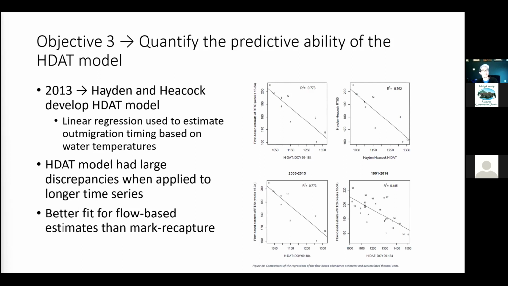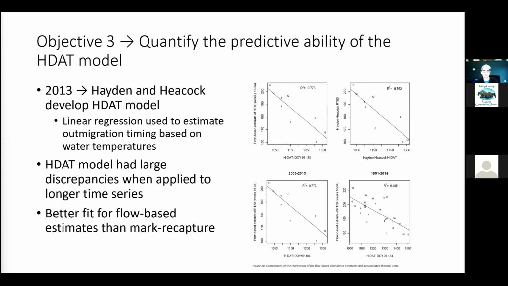So our third objective was to quantify the predictive ability of the HDAT model. Basically, this model is just a linear regression used to estimate out-migration timing based on water temperatures. When they first came up with this model, they only used 2005 through 2013, and it seemed to work great for that. But when you applied it to the longer time series, it didn't seem to hold up.